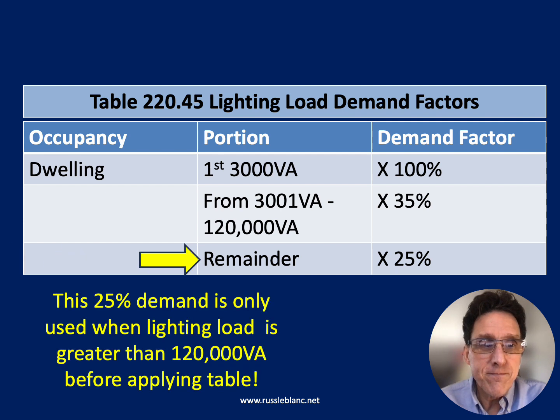Okay. Now, one thing to keep in mind, that third portion, the 25% demand, is only used when the lighting load before you apply the table demands is greater than 120,000 volt amps. So keep that in mind. For small houses, or I guess it could be a pretty big house too, but if we're just dealing with houses, you'll never get to that third portion. You might get to that third portion if you're dealing with a gigantic house, or if you are calculating the general lighting for an apartment building, for example. And we'll take a look at that in a second.